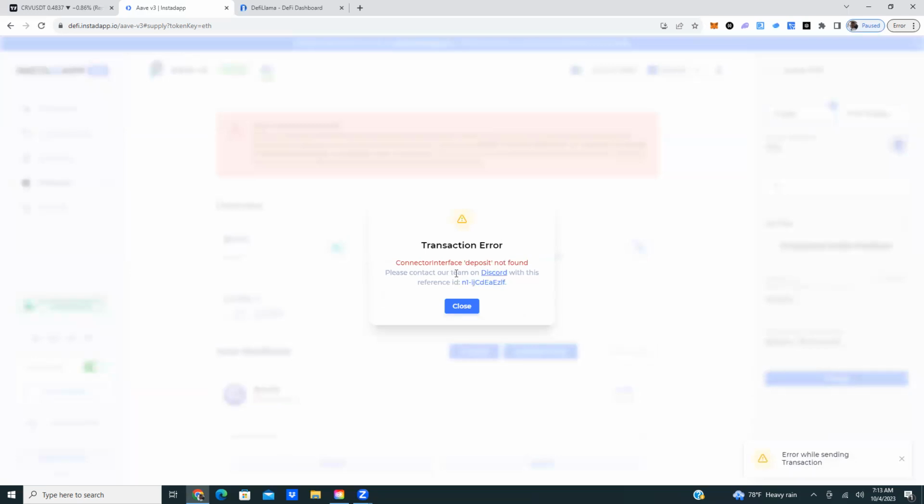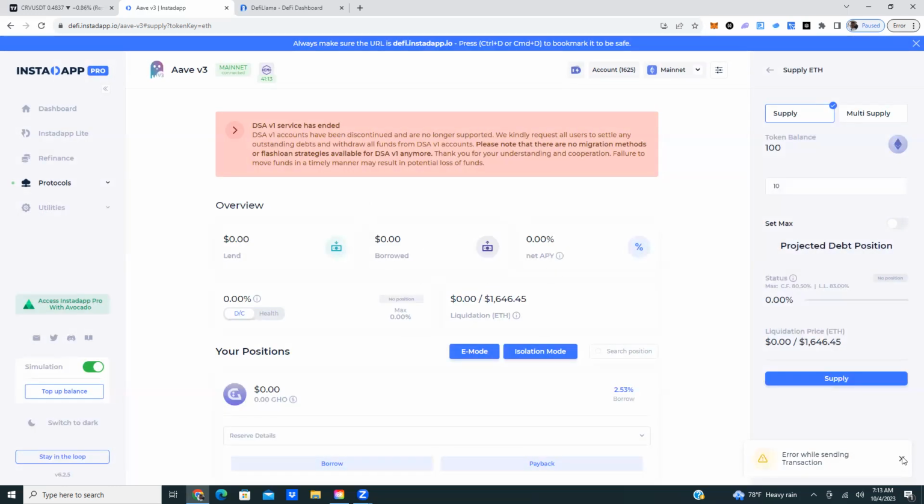Deposit not found. Connector interface. Must be having something wrong with their interface right now. But I'm gonna go ahead and move forward.